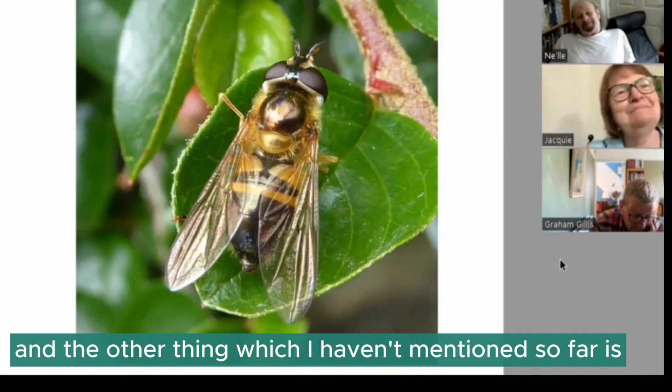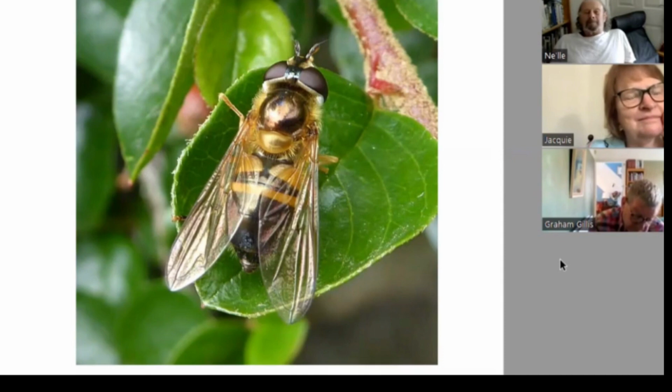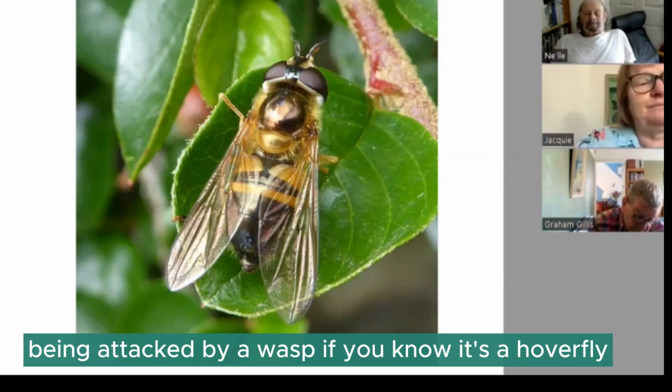And the other thing, which I haven't mentioned so far, is it's a good idea to identify hoverflies. They're completely harmless. They don't sting or bite. So you don't need to worry about being attacked by a wasp if you know it's a hoverfly.